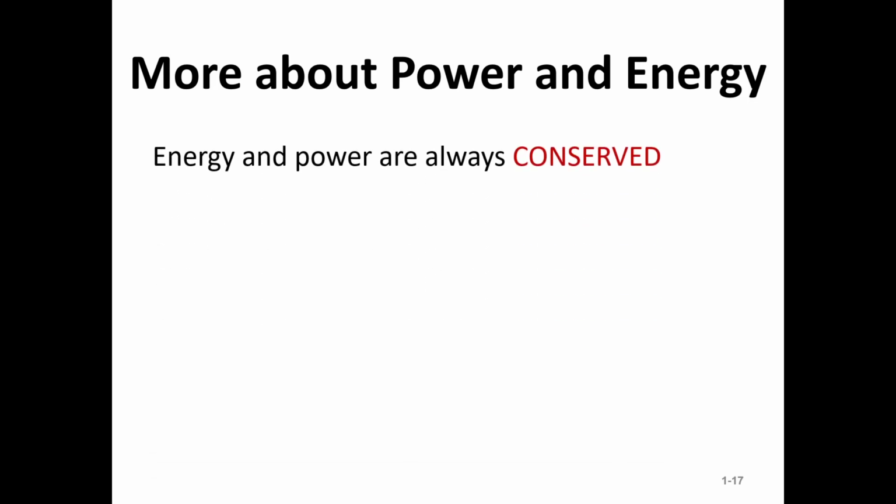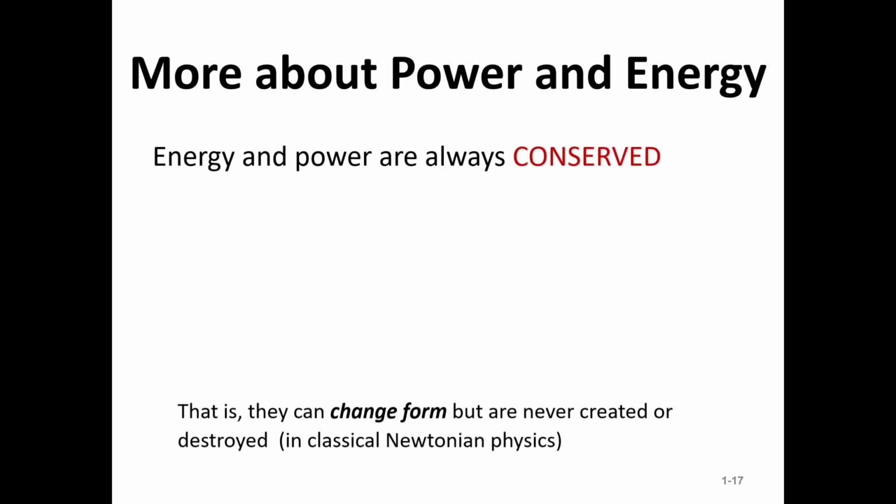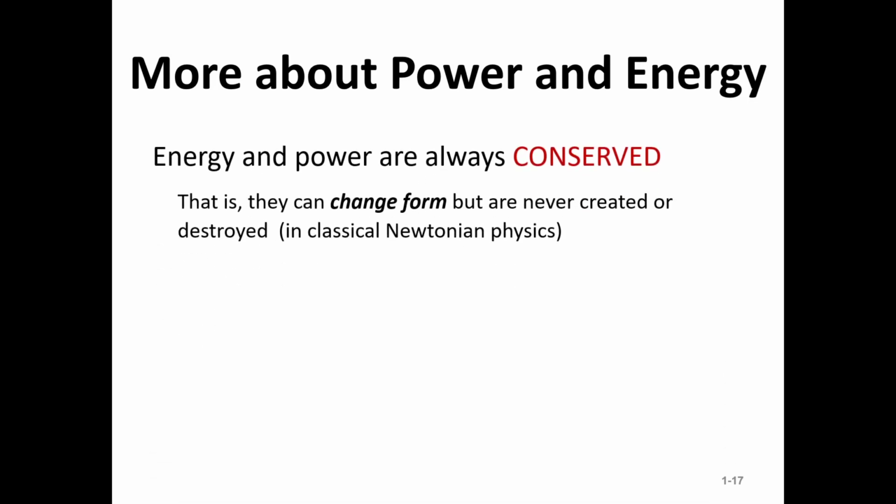So more about power and energy. Energy is always conserved, at least in what we call classical Newtonian physics. That is, electrical energy can be changed into heat energy, and that's going to happen all the time in this class. That's what resistors do. Electrical energy can be changed into mechanical energy. That's what a motor does. And mechanical energy can be turned back into electrical energy. That's what a generator does.